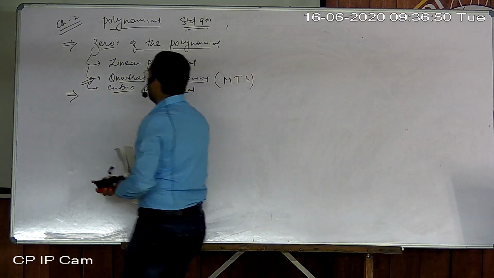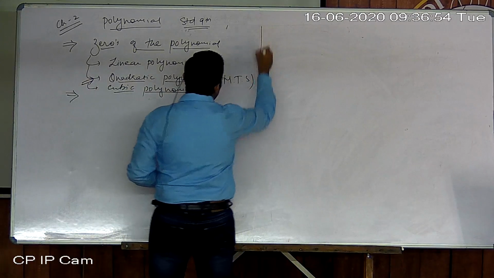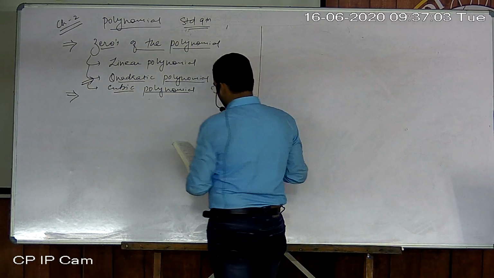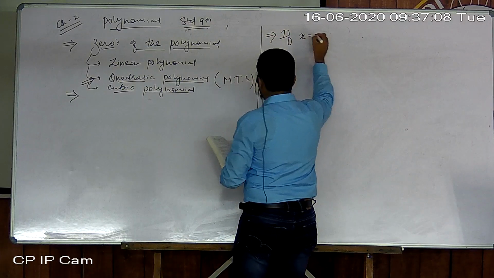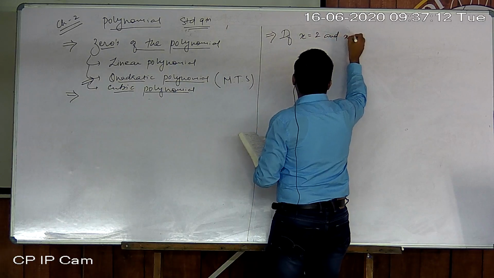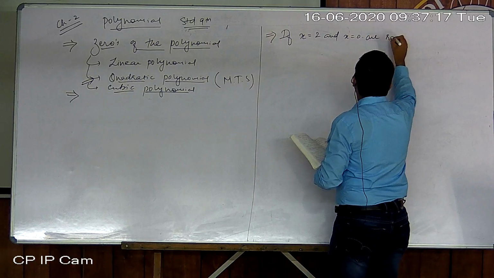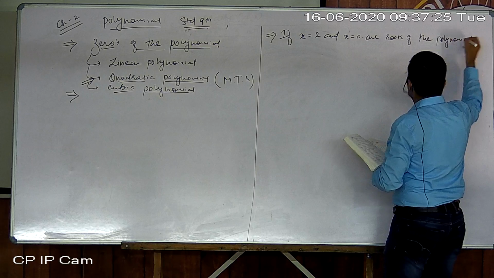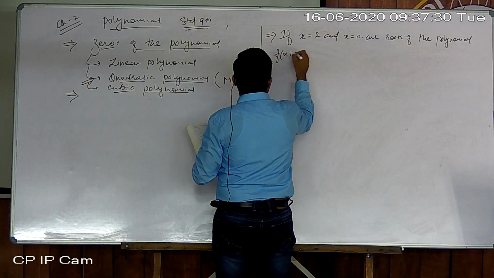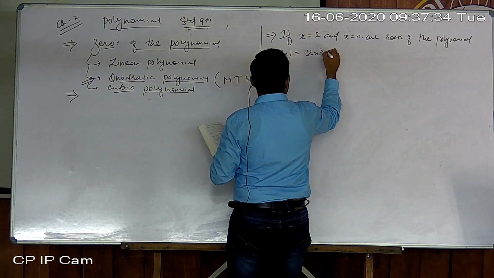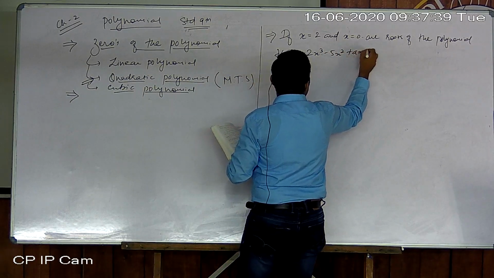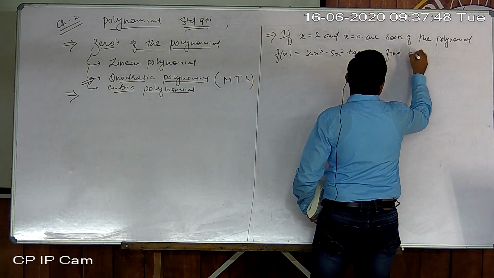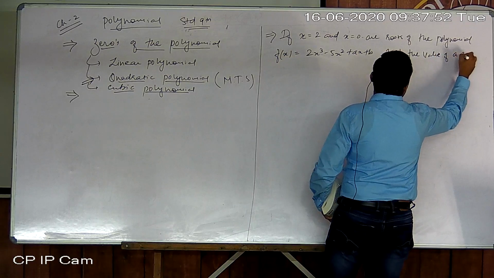Now, first example: if x equal to 2 and x equal to 0 are roots of the polynomial f of x equal to 2x cubed minus 5x squared plus ax plus b, find the value of a and b.